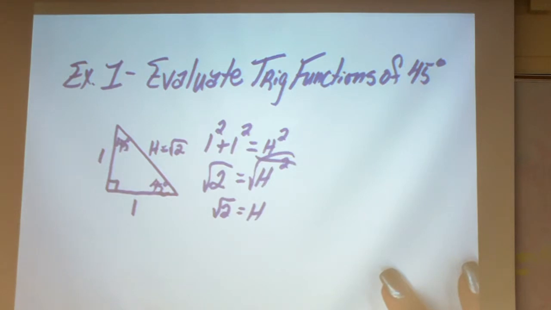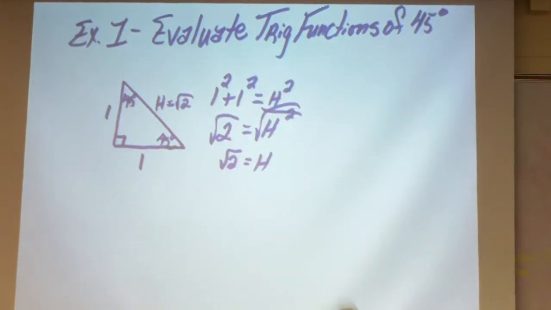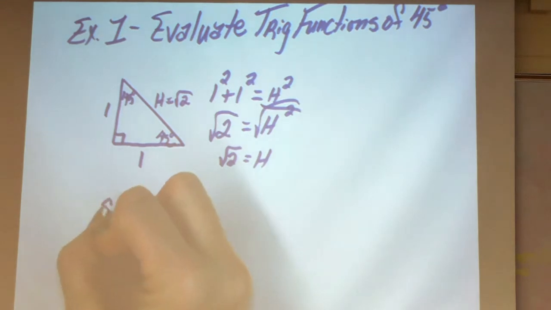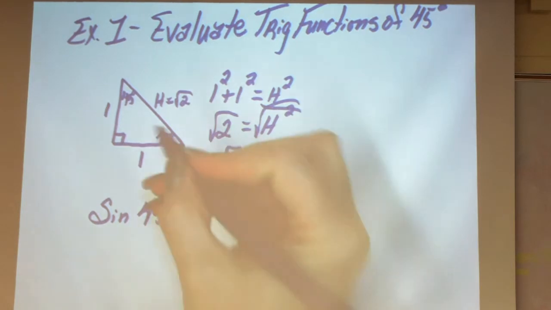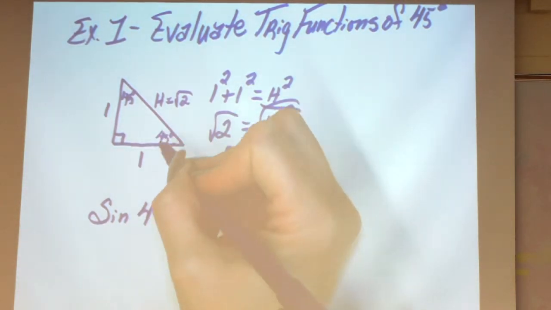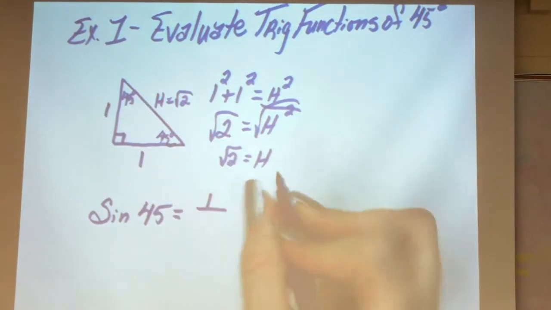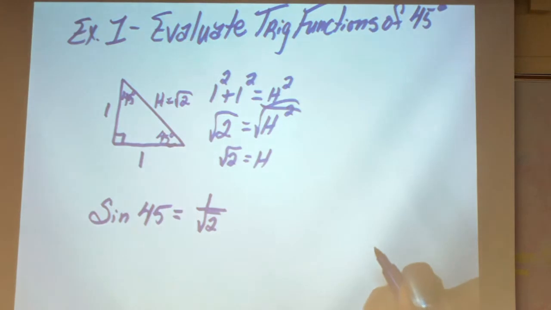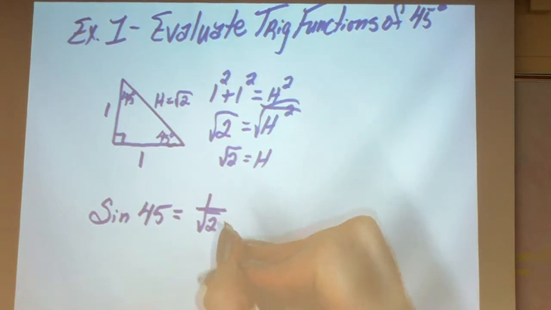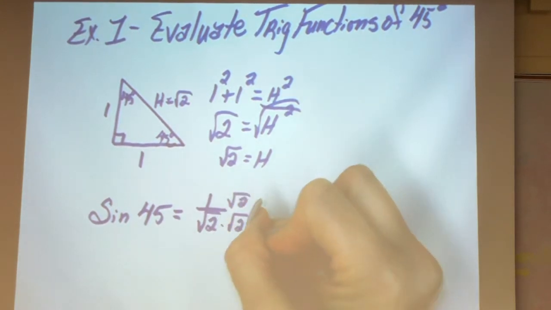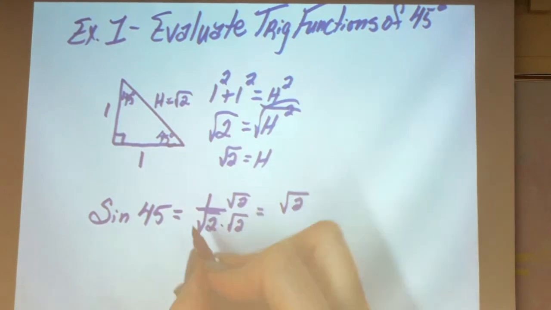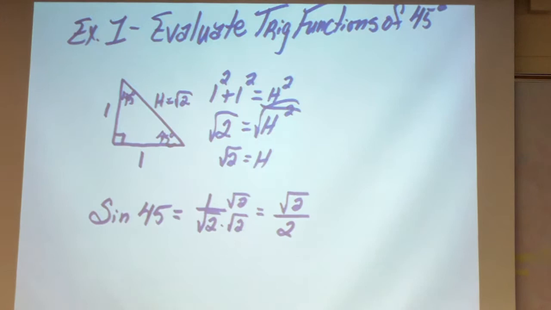Okay, so now if I want to write my trig functions for this 45-degree angle triangle, my sine of a 45-degree angle is going to be opposite. So if I take one of my 45-degree angles, it doesn't matter which, the side opposite is 1. And the hypotenuse is the square root of 2. Okay? But we do not want a radical in our denominator. So we want to get that out of the denominator, so we're going to multiply top and bottom by the square root of 2. And 1 times the square root of 2 is the square root of 2. The square root of 2 times the square root of 2 is 2. So sine of a 45-degree angle is the square root of 2 over 2.